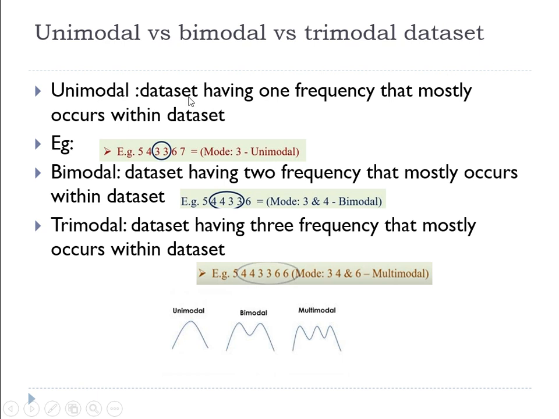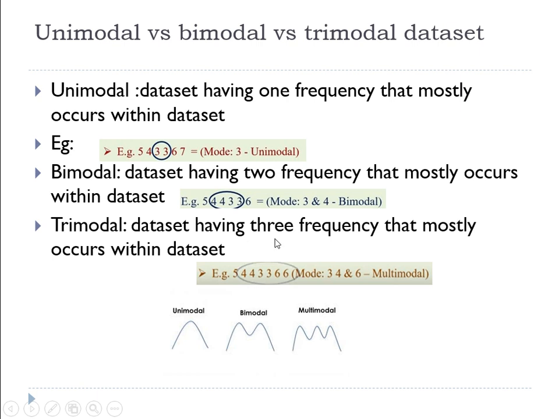Okay, so unimodal is a data set having one value that occurs most frequently. For example, I have values 5, 4, 3, 3, 6, 7. Here 3 is the mode, a value which is occurring more frequently, and therefore this is unimodal. In the next example, you can see that both 4 and 3 are occurring with a frequency of 2, and therefore the mode for this data set is 3 and 4, so this is bimodal. Bimodal is a data set having two values that occur most frequently.